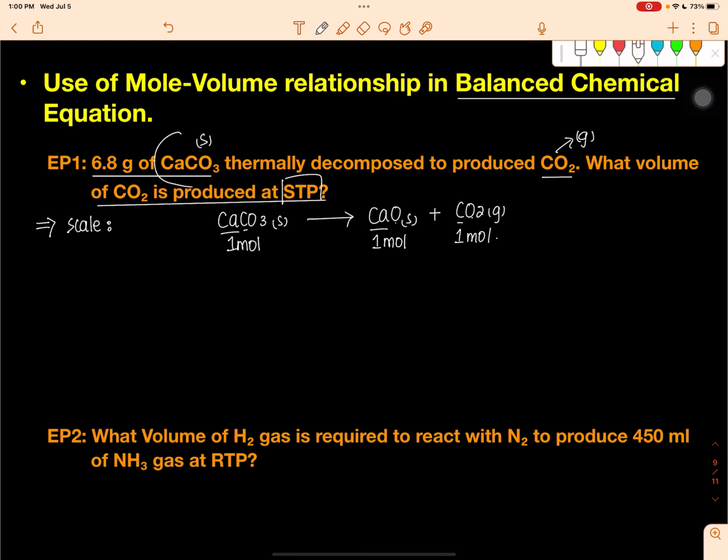The main heroes in this equation are the ones appearing in the question. So calcium carbonate is in question and carbon dioxide is in question. So we are going to relate calcium carbonate with carbon dioxide. We are just leaving behind calcium oxide because nothing is being asked about calcium oxide. We have 6.8 grams of calcium carbonate. The equation works in moles, it never works in grams. So we need to convert these grams of calcium carbonate into moles first, because the scale is in moles, so we need to have the other units in moles as well.